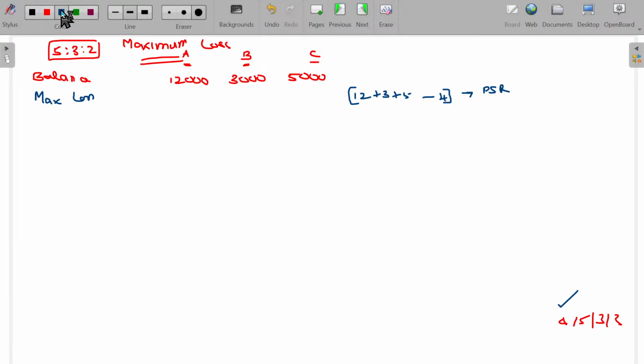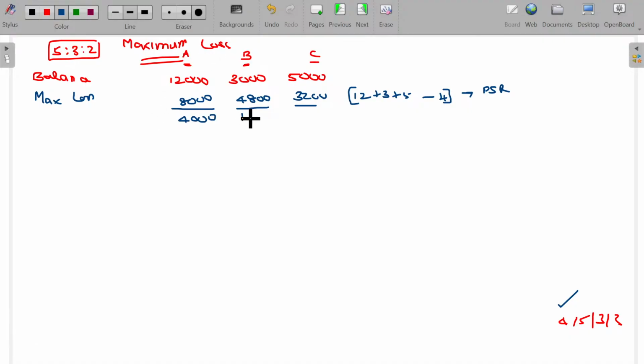Come on, tell me. 5:3:2. 8,000, 4,800, 3,200. After that, 4,000 is to be paid to A. 12,000 rupees balance is there for A's capital. Last 8,000 rupees is adjusted. Balance 8,000 is payable by the firm to A.